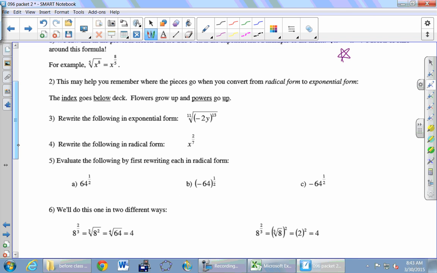Okay, so go ahead and try number 3 right now. Rewrite the following in exponential form. 11th root of -2y to the 13. So we're writing that as something to a fractional power. Make sure we get the 13 and 11 in the right spots.